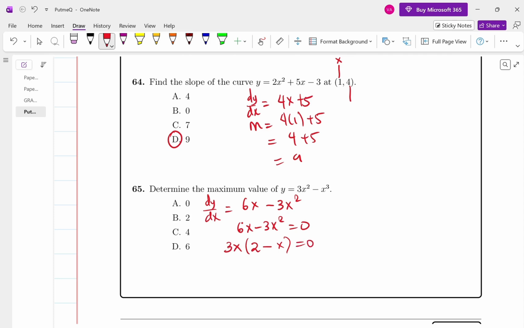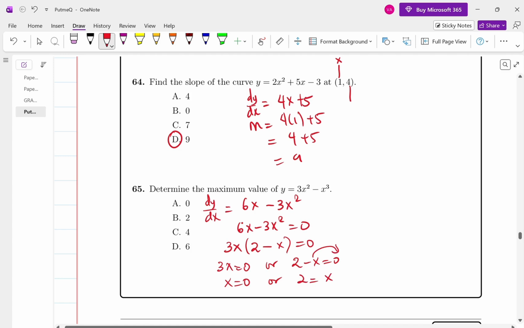Now any of this could have been 0. So 3x is equal to 0 or 2 minus x is equal to 0. Here we divide both sides by 3, so x is equal to 0, because 0 divided by 3 is 0. For this one, we could easily move the minus x to the other side so that it becomes easy. So 2 is equal to x, because if this minus x goes to the other side, it becomes positive.